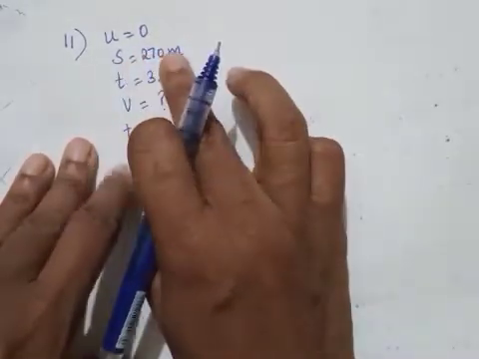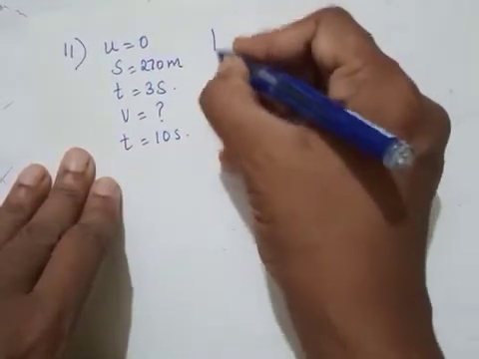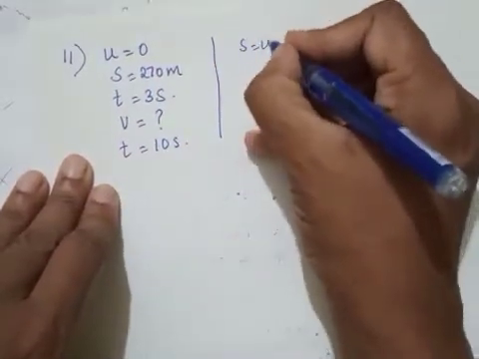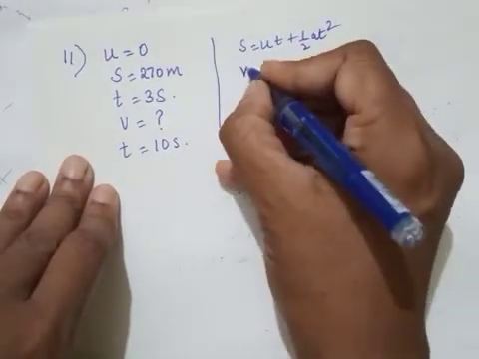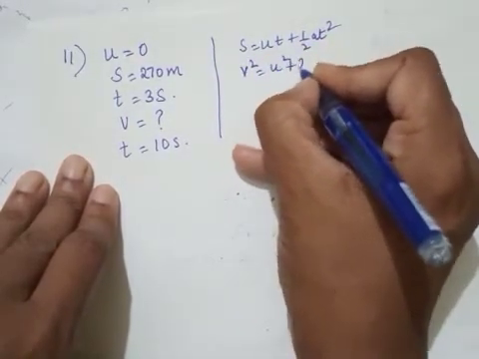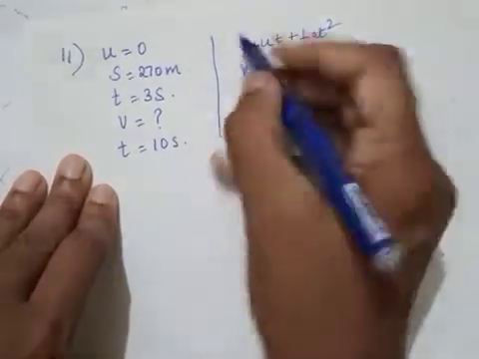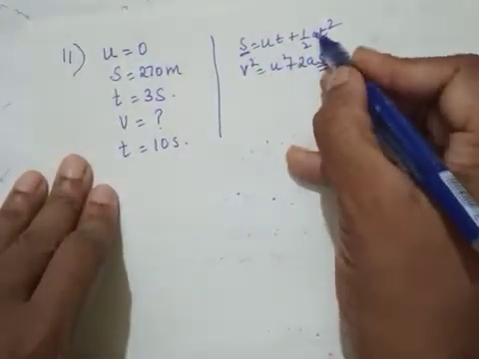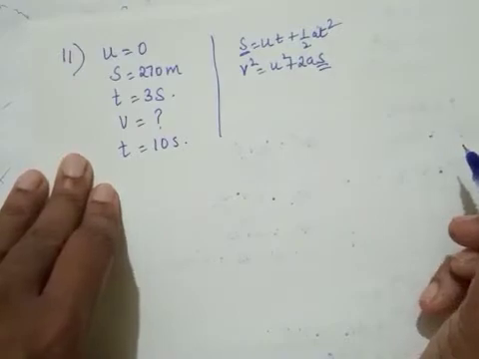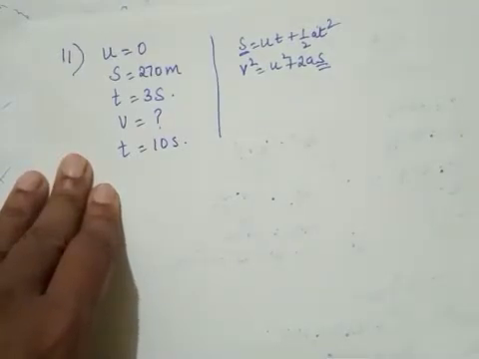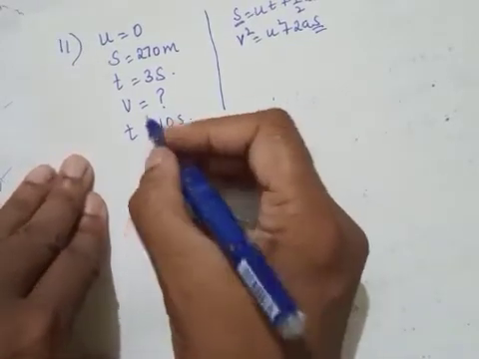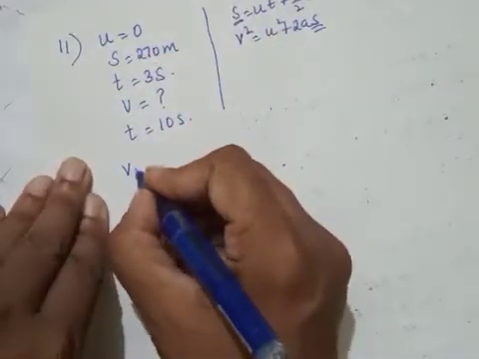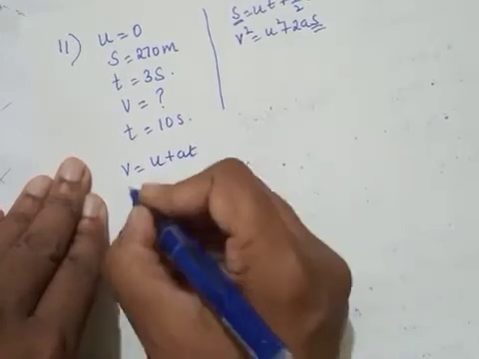In the equation which has S, you need acceleration. See, in both the equations, S is equal to ut plus half at square. This is the second equation. Third equation, V square is equal to U square plus 2as. These are the two equations in which you have the S term. In those two, acceleration is also there. So you have to first find the acceleration. V is equal to U plus at.